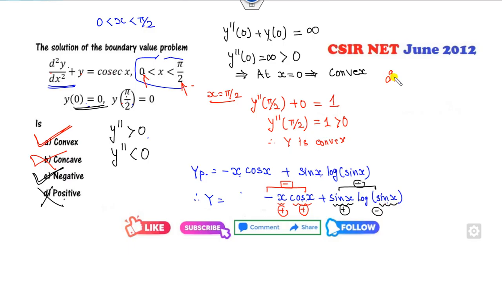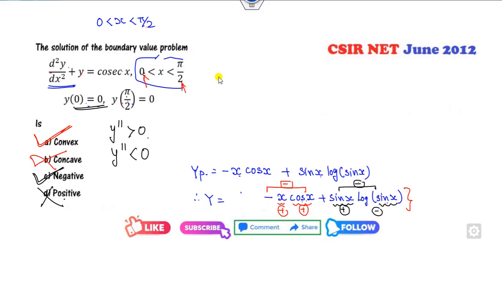Otherwise, the second method is you can find the second derivative and prove that it is always greater than 0, as I proved here. It's very simple, you can easily prove it. So let me verify for you. What is y dash? It is minus cos x plus x sin x. What is the derivative of this? It is cos x log of sin x plus sin x times 1 over sin x times cos x. Fine. So this number will be cancelled out.